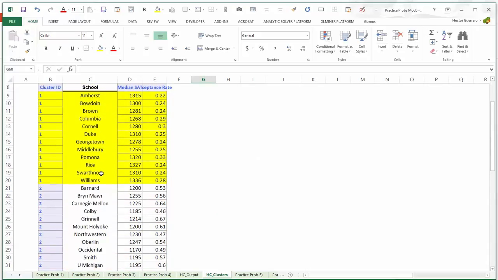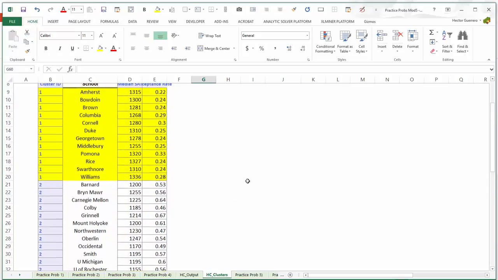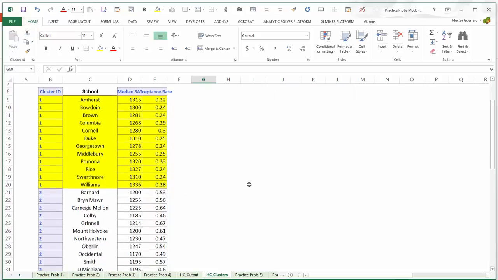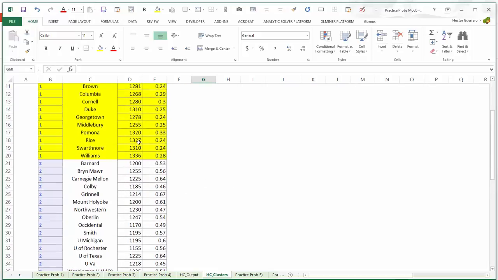A lot of these schools have very similar sort of attractiveness to students. Amherst, Bowdoin, Brown. These are all on the East Coast. We weren't using their geographic location as a way of clustering, but it kind of falls out naturally. Of course, Rice is in Texas, and Pomona is in California. So these are schools with pretty high SATs and exclusive acceptance rates. You don't see any state schools there.